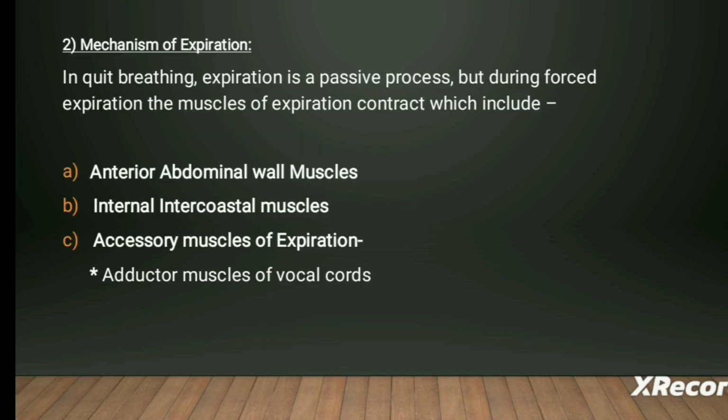Next comes the mechanism of expiration. In quiet breathing, expiration is a passive process, but during forced expiration, the muscles contract, which include the anterior abdominal wall muscles, internal intercostal muscles, and the accessory muscles of expiration, like the adductor muscles of vocal cords. Please learn these muscles by heart. These are very important. It must be included in your answer.